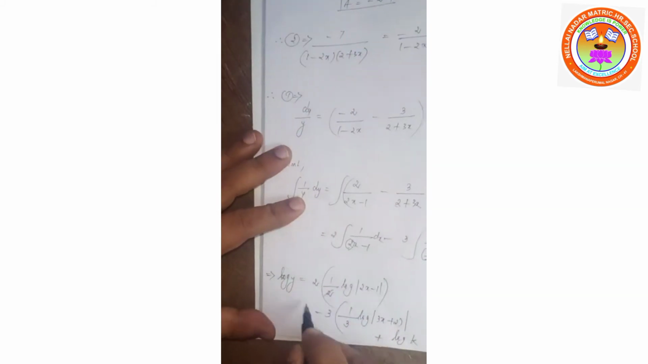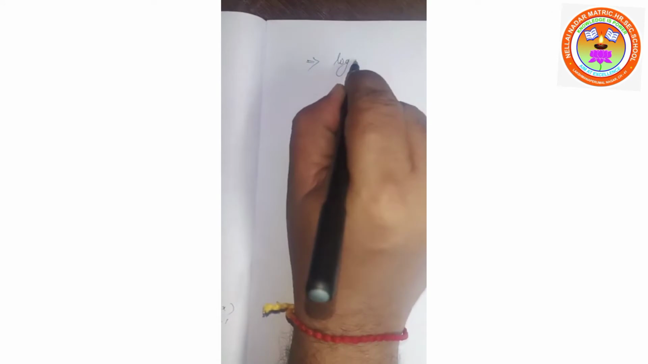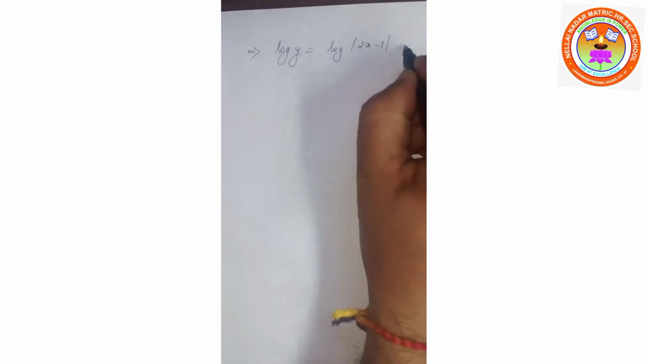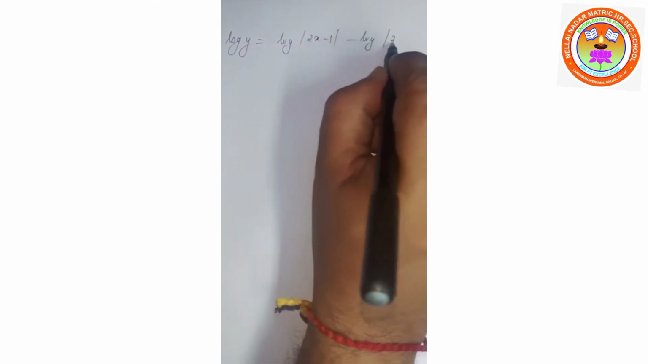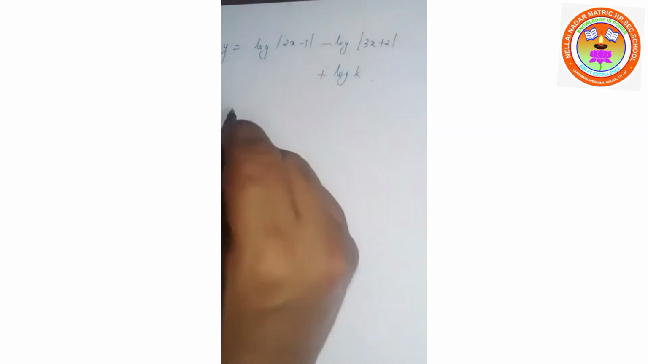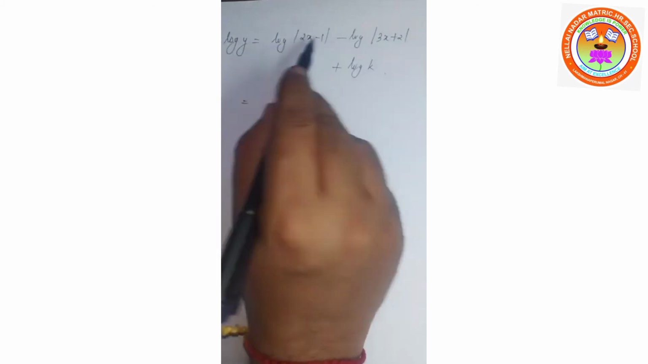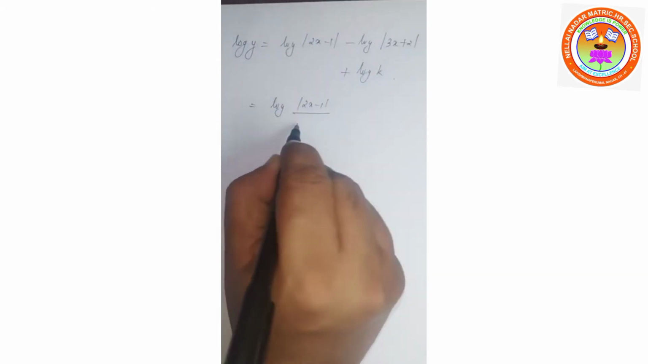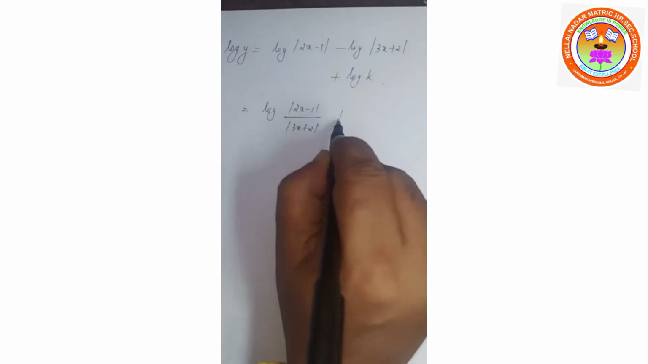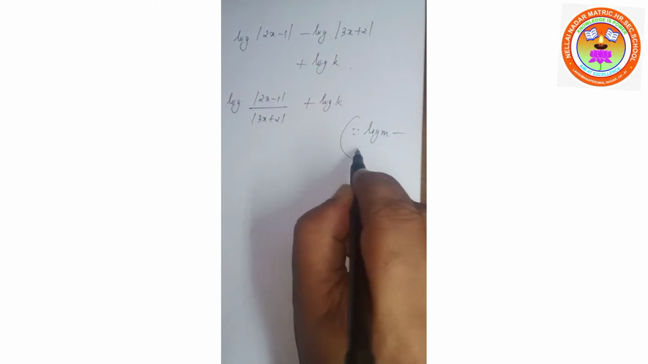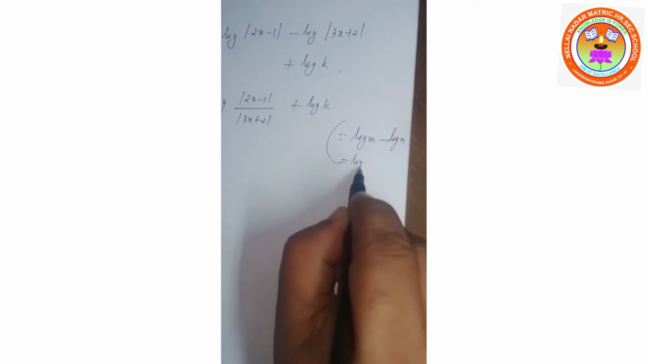Now here 2 gets cancelled, 3 gets cancelled. So only log y in the left hand side. Right hand side we have log of modulus of 2x minus 1 minus log of modulus of 3x plus 2 plus log k. Here you can apply the formula log m minus log n equals log m by n. So modulus of (2x minus 1) divided by (3x plus 2) plus log k, let it be.